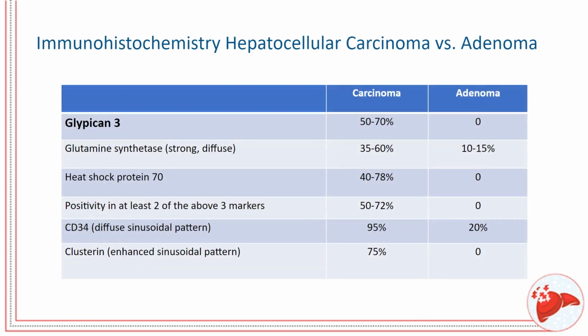Additionally, immunohistochemical markers can be helpful in the diagnosis of hepatocellular carcinoma. So here is a list of multiple immunohistochemical stains that we can use. All these markers are most likely to be positive in the carcinoma, so they are called the malignant markers. But you can see here, none of them is 100% sensitive or 100% specific.